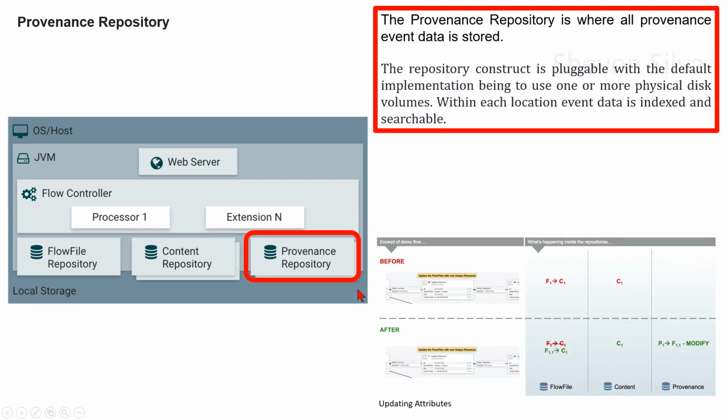Now we are focusing on the Provenance Repository. The Provenance Repository is where all provenance event data is located. The repository construct is pluggable, with the default implementation being to use one or more physical disk volumes. Within each location, event data is stored.